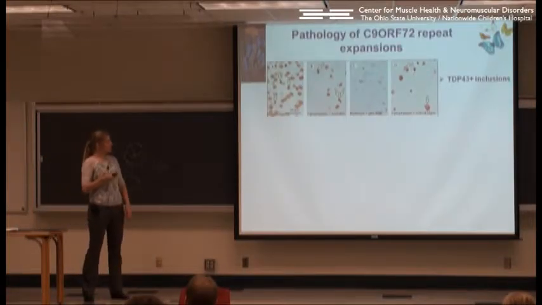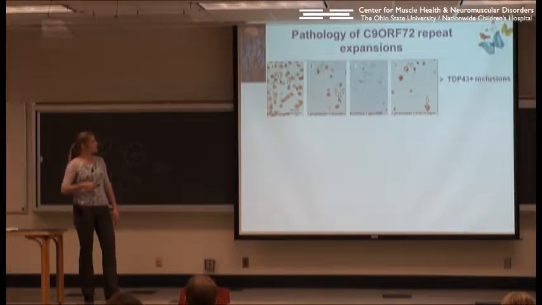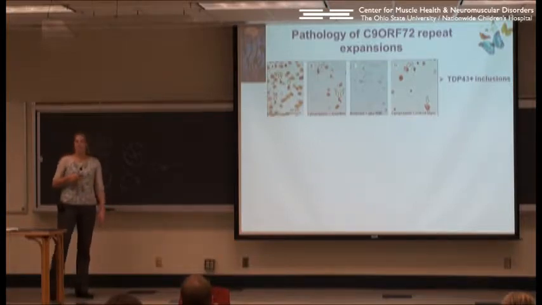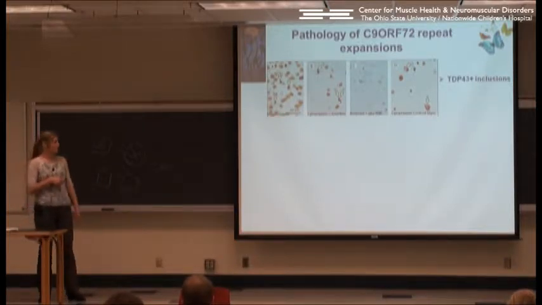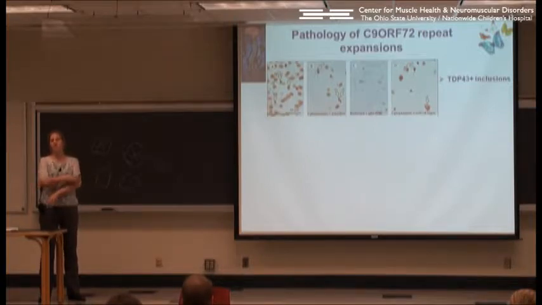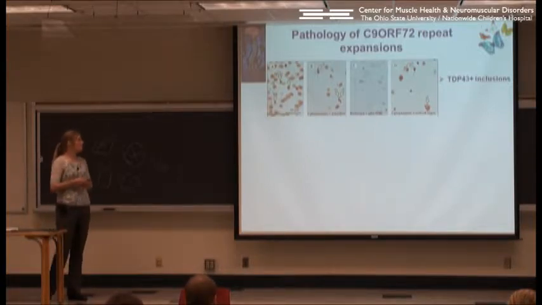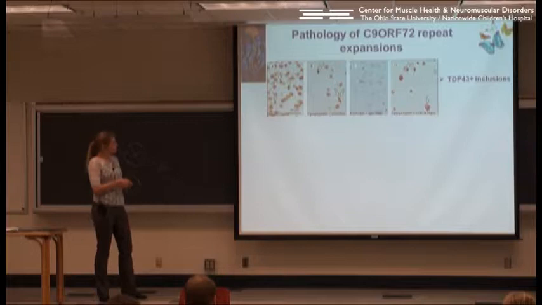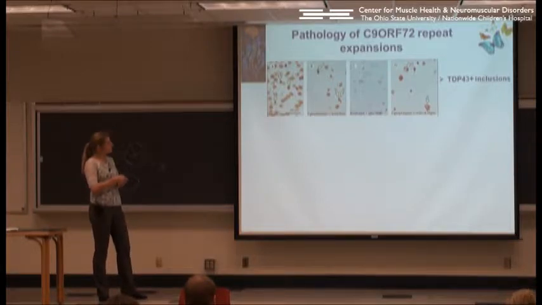So then the pathology that can be observed in C9orf72 cases. So one thing that is very common are TDP-43 inclusions that we can see pretty much throughout the whole brain and spinal cord, depending on what type of disease the patient is suffering from. They can be vesicular aggregations or cytoplasmic aggregations close to the nucleus.